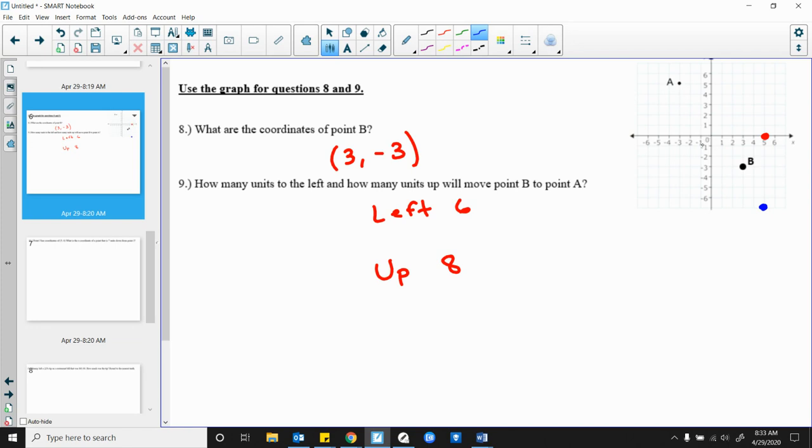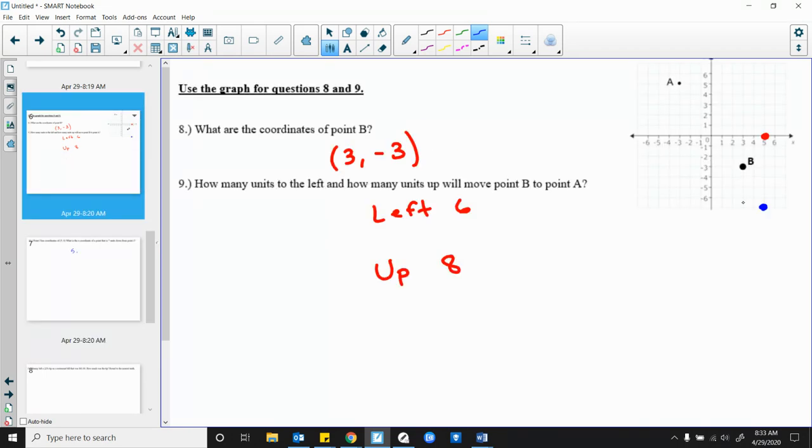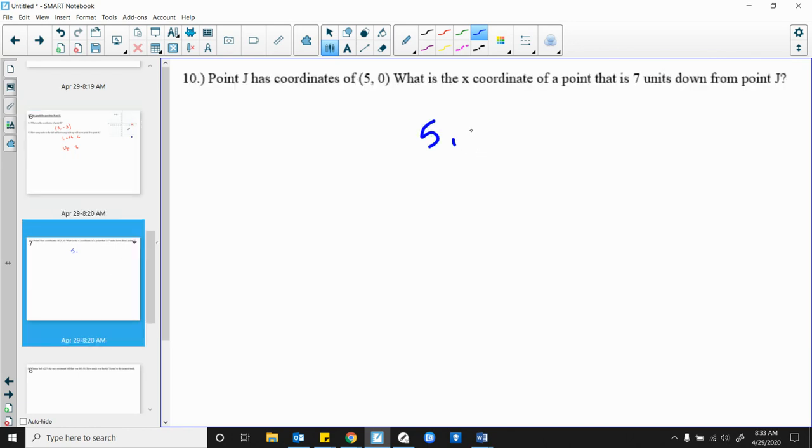Well, guess what? I didn't change my x coordinate at all. It's a bit of a trick question, actually. I didn't change my x coordinate. I'm still going to go to the 5. So my x coordinate is 5. And if you want to, you can do the y coordinate too, which is going to be -7. But our answer was just the 5. That's all you had to have.